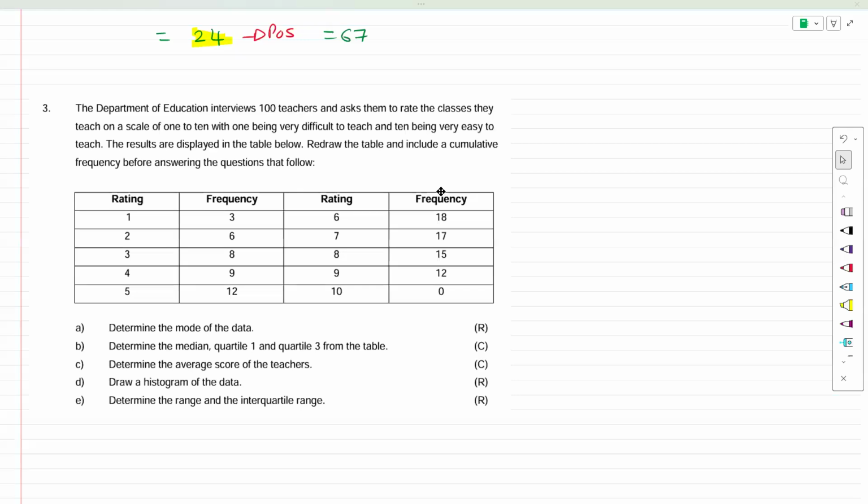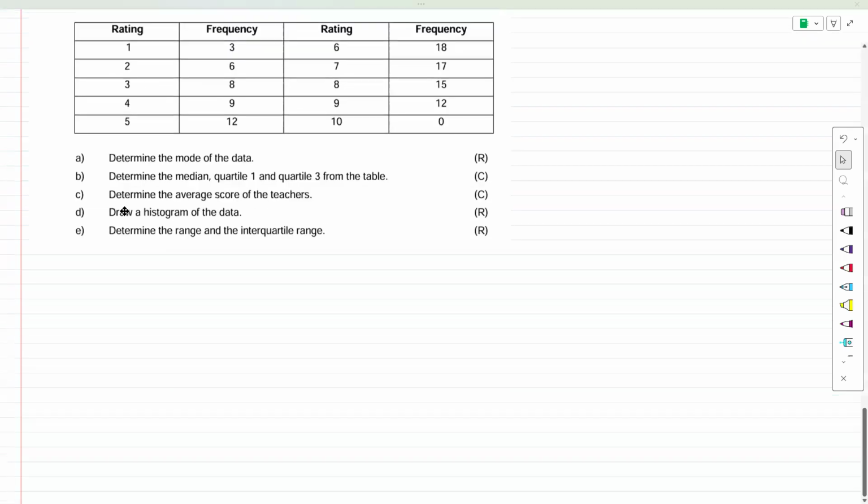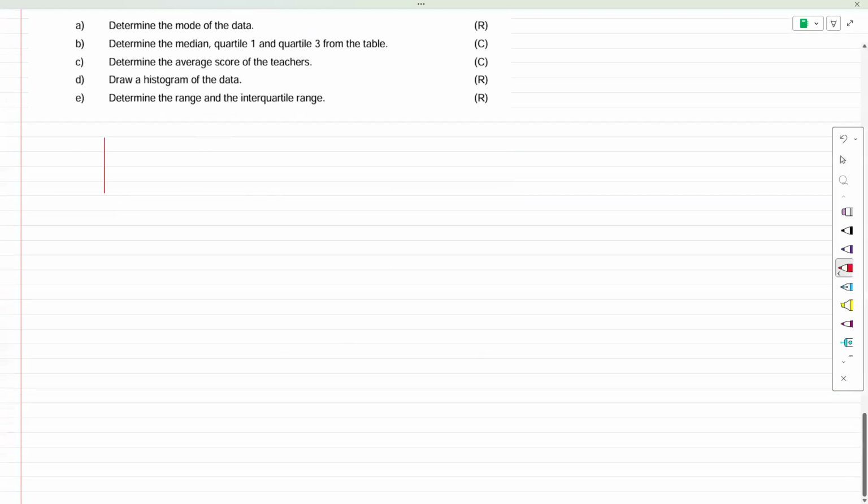Okay, guys, we're going to start the next question. The Department of Education interviews 100 teachers and asks them to rate the classes they teach on a scale of 1 to 10, 1 being very difficult to teach and 10 being very easy to teach. The results are displayed as shown. You can redraw the table and include cumulative frequency. Okay, we are supposed to redraw this table. We're supposed to include cumulative frequency. And I think generally questions like this are quite easy. But let's just draw this table and I'll explain to you what the frequency means.